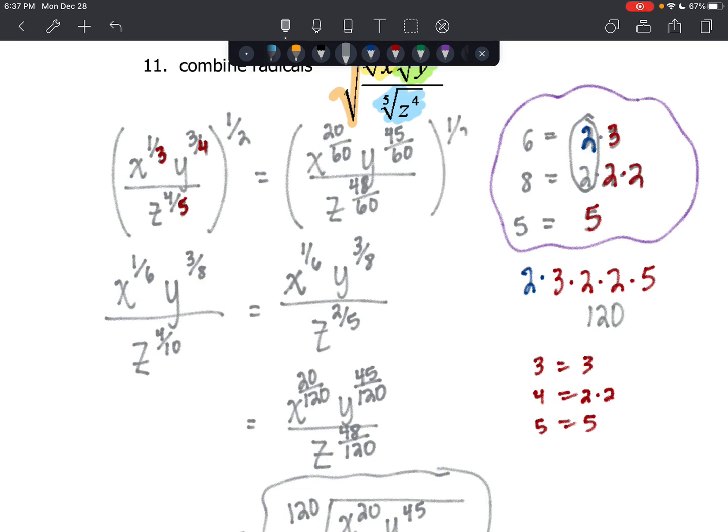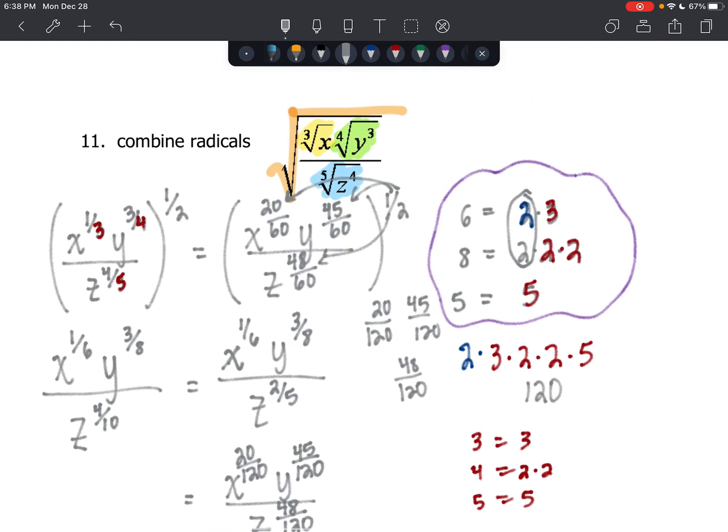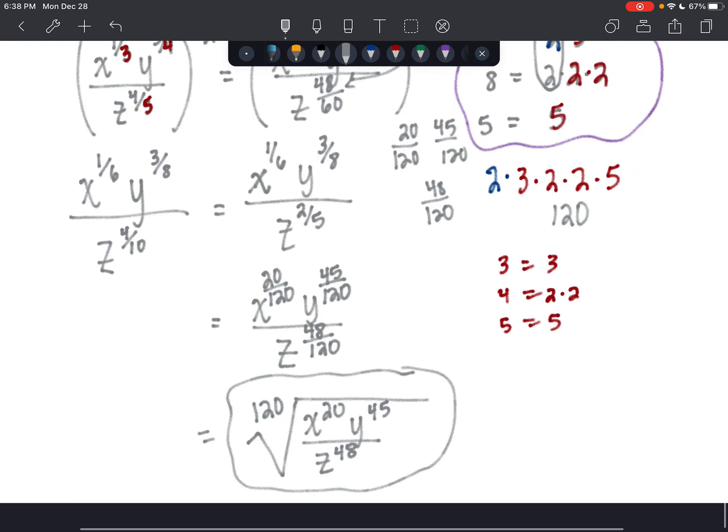And that would be to the 1/2 power. And then I could take 20 over 60 to the 1/2. Power to a power, you'd multiply, and you'd get 20 over 120. And then power to a power, you'd multiply, and you get 45 over 120. And then power to a power, you'd multiply, and you get 48 over 120. So that would be a little bit faster of a way of getting to that 120, but it wouldn't allow me to do what I did here in purple.